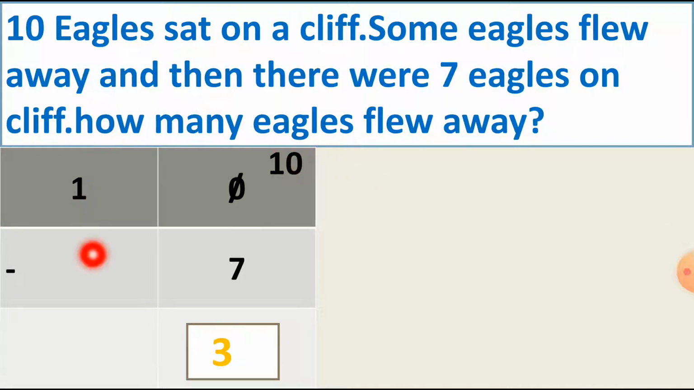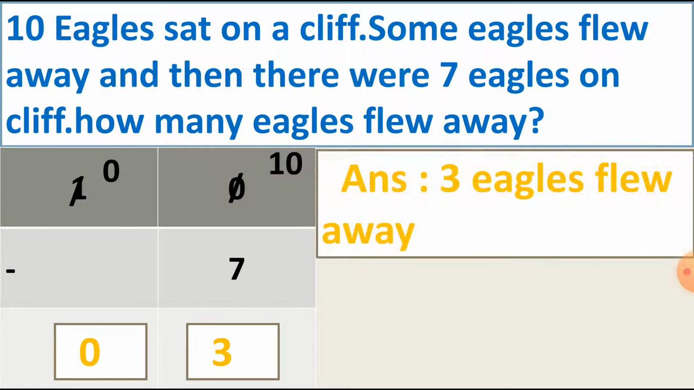So let's move to the tens column. We are taking 10 number from this 110. So we have to cut it and cut 1 number from it. So 1 minus 1 is equal to 0. So we can put this 0 number here. So how many eagles flew away? So we can write down the answer that 3 eagles flew away. You have to write down the answer in the sentence format also.